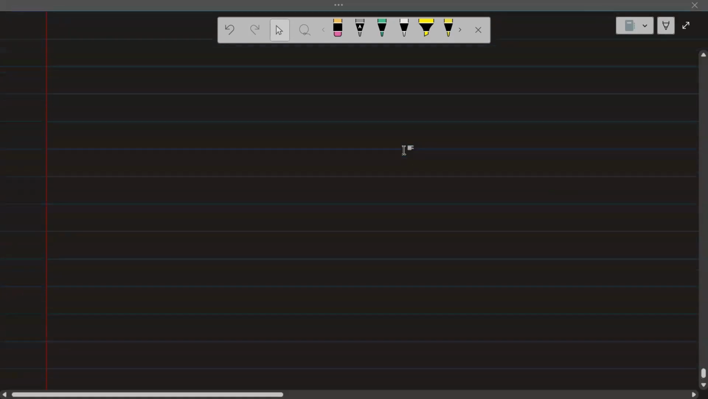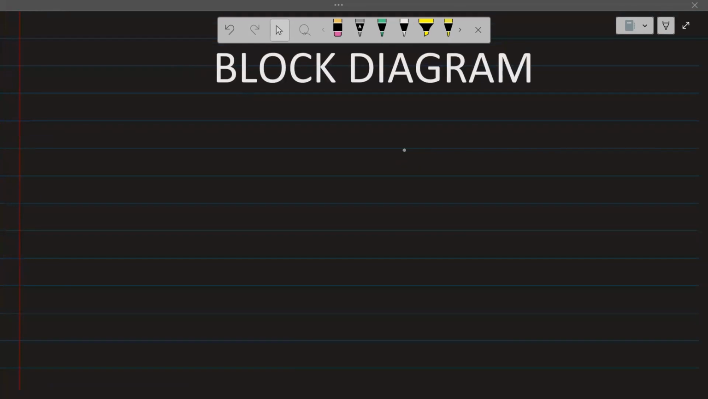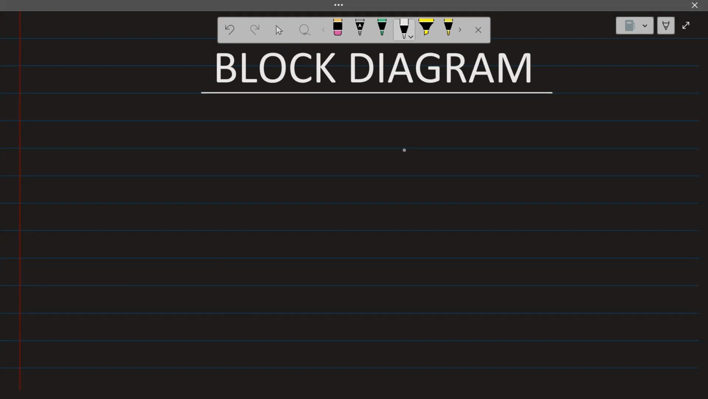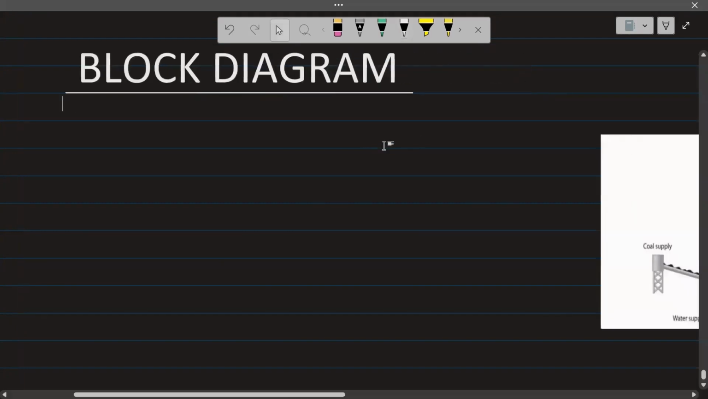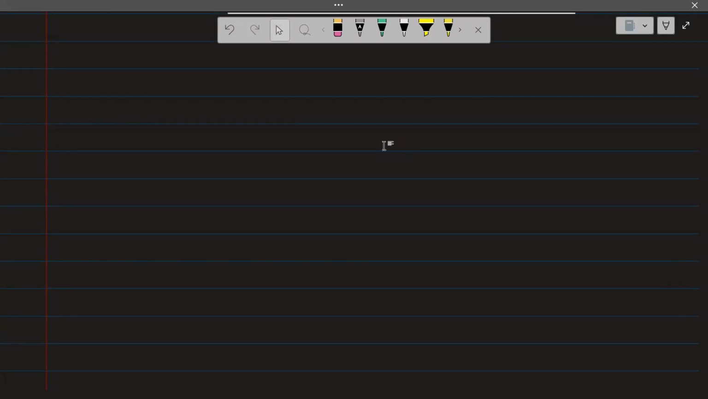So we will do the block diagram in today's class. What is the block diagram? It is just a diagram. Today we are going to do the block diagram of electricity generation. First, let me make the equation of what happens, like first chemical energy.